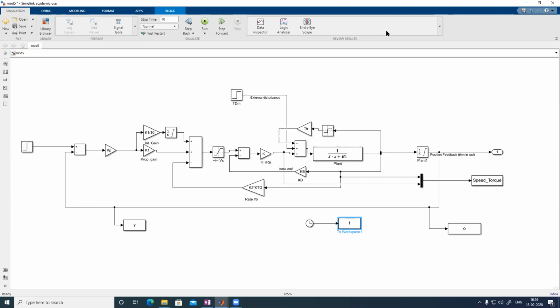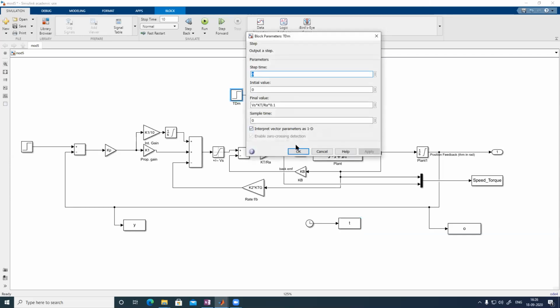For the other steps, we have to make the initial input 0, and this one is external. KT into VS by array multiplied by 0.1. Yeah, 10% of the maximum P torque value.